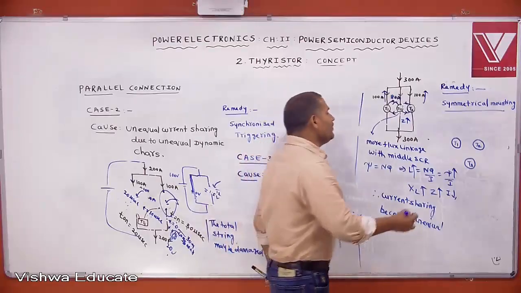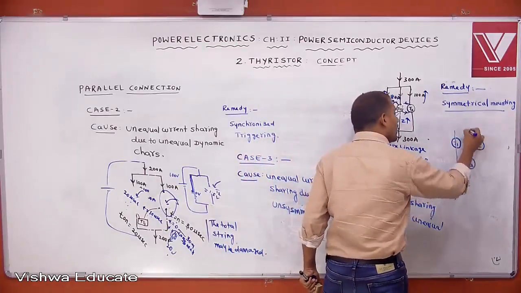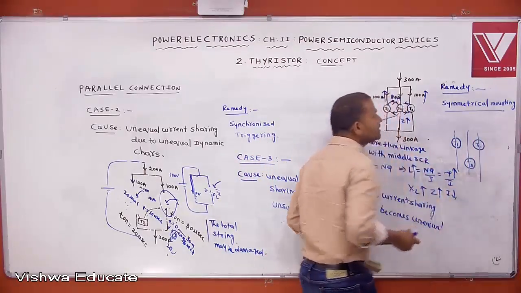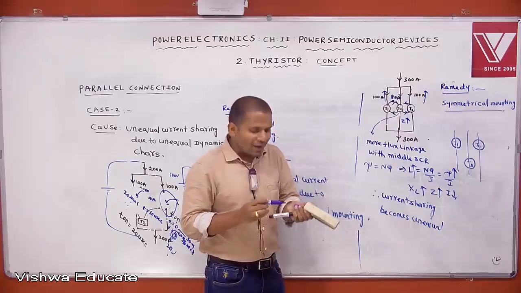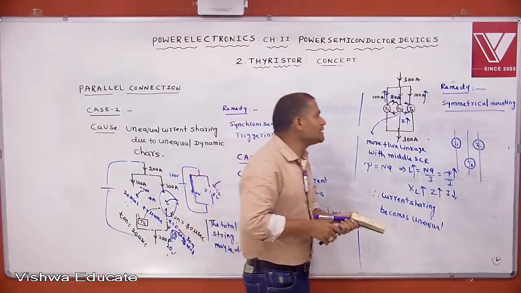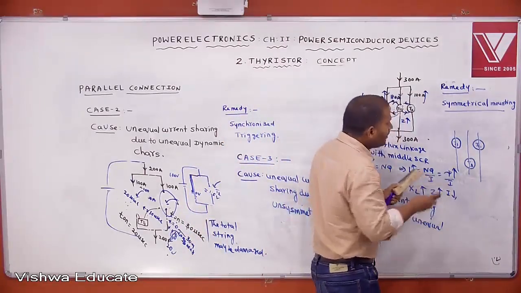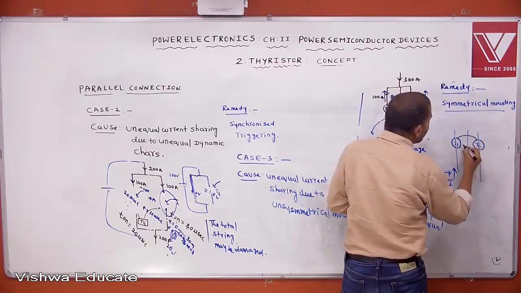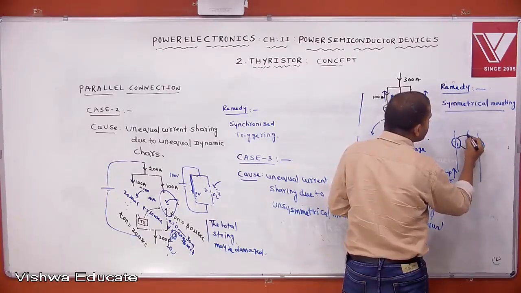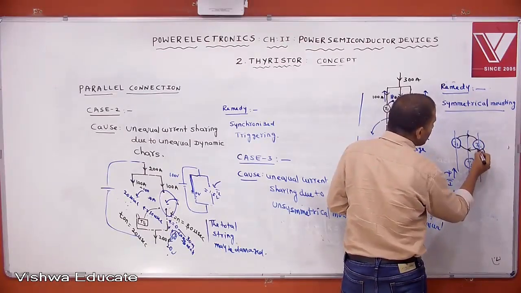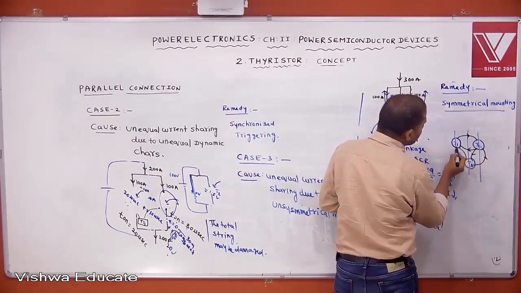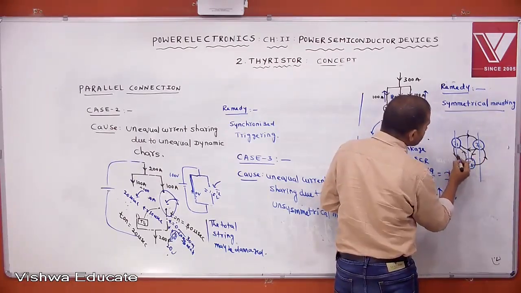Then, if it is a symmetrical mounting, what happened? This type of mounting is called symmetrical mounting. Here also flux is produced. But this flux links with this thyristor and this flux links with this thyristor. Okay. And this flux links with the thyristor and this flux links with this thyristor.